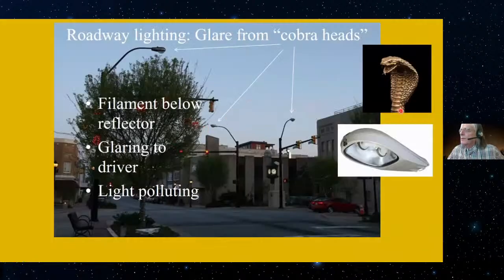Roadway lighting, here, I mentioned cobra head fixtures, shaped sort of like a cobra head. And these are typical. They're glaring to drivers. The filament is below the fixture's horizon, so 15-20% of light goes up in the sky. So these are not very good.